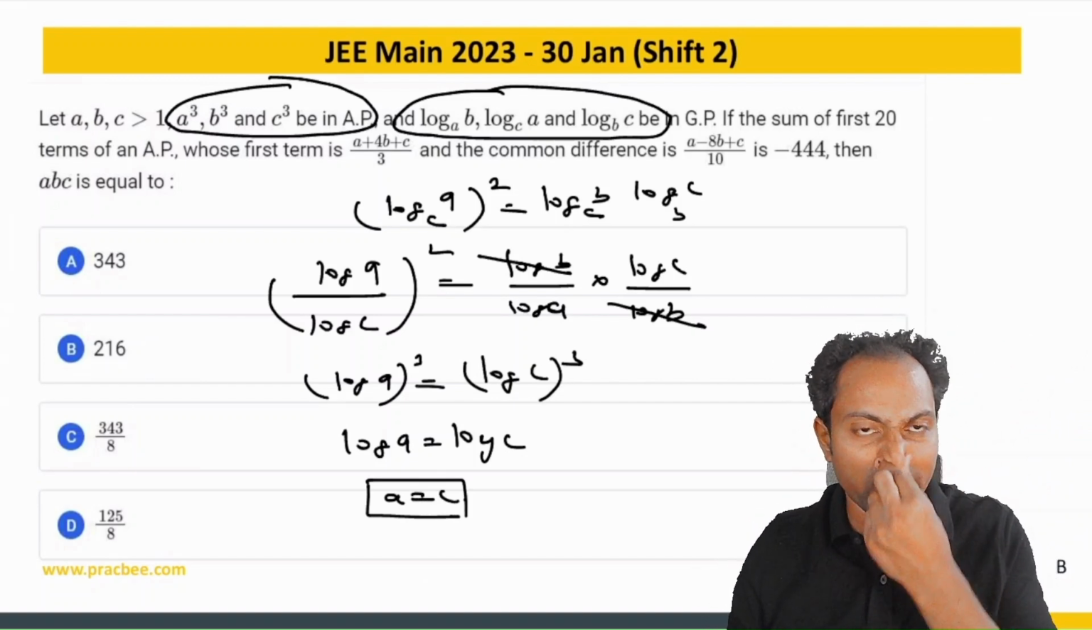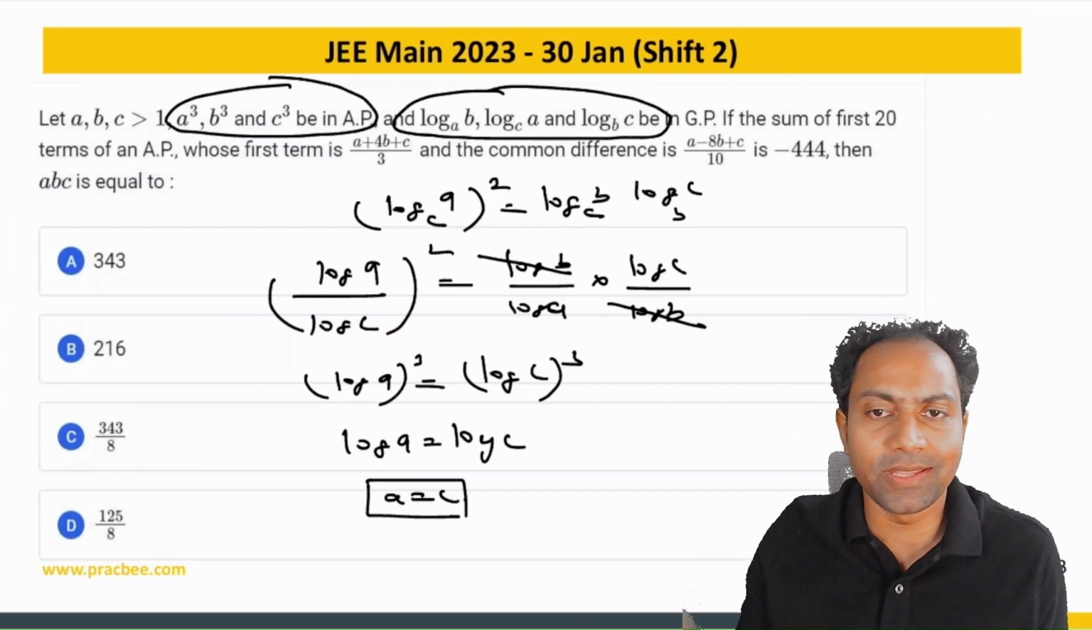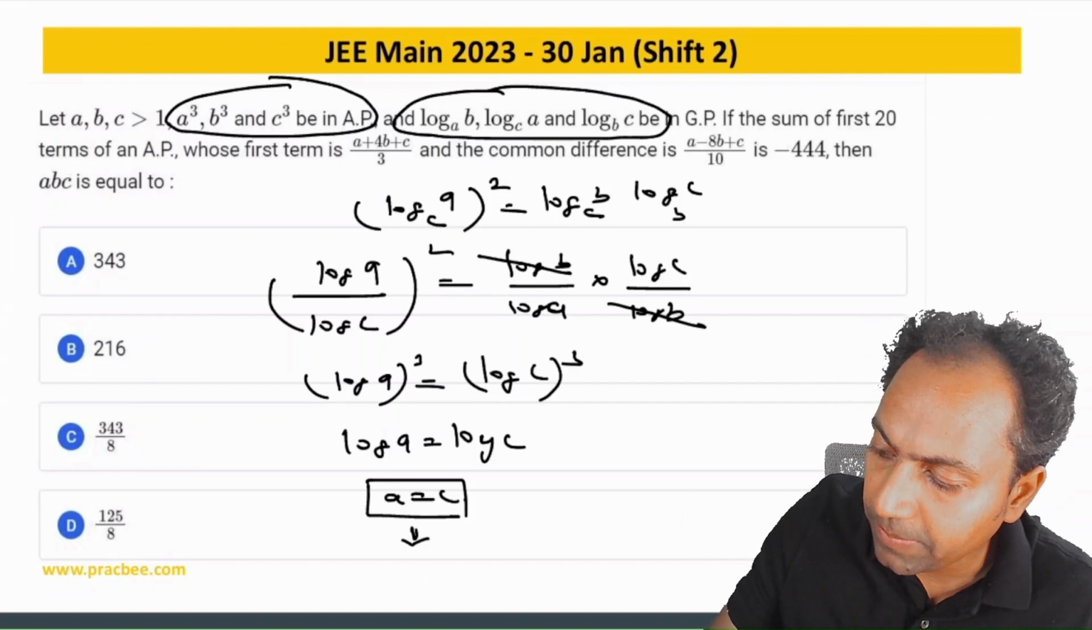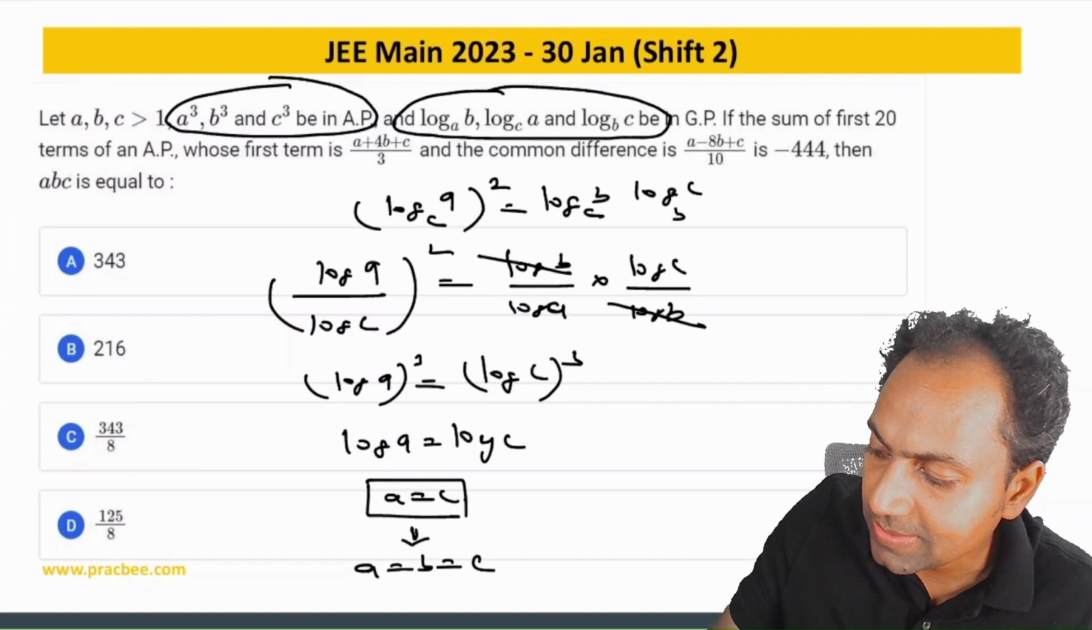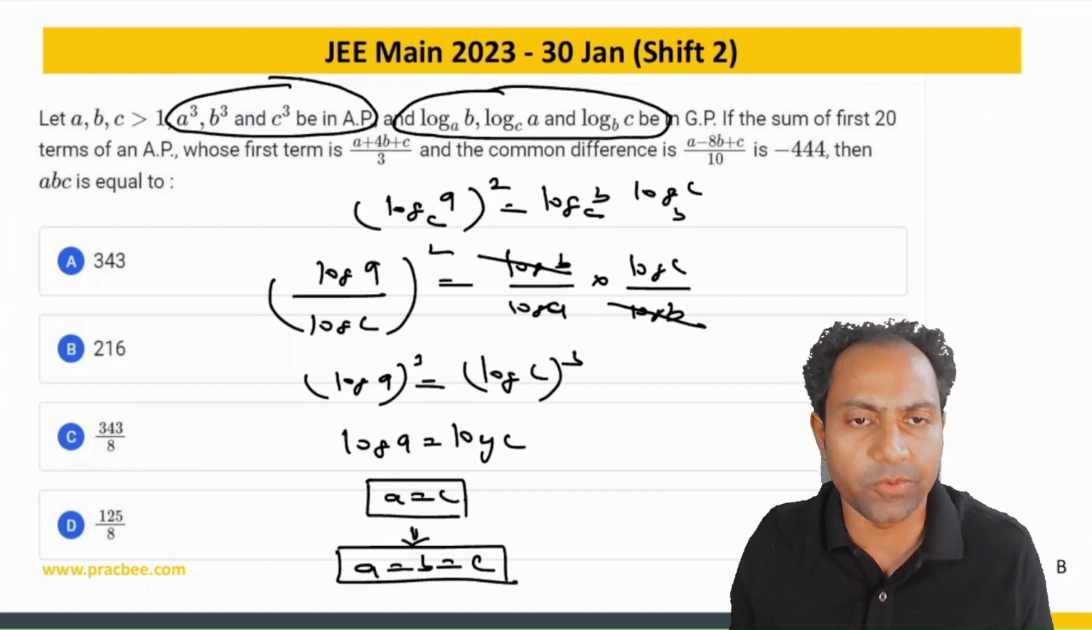Now, if you look into the AP condition, if a is equal to c, then a cube will also be equal to c cube. Hence, this can only happen when a, b and c become equal. Only then the AP condition will become true. Otherwise, it will not become true.